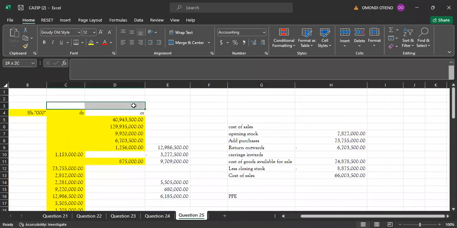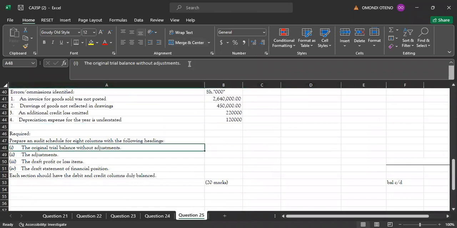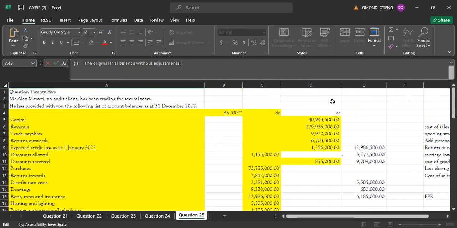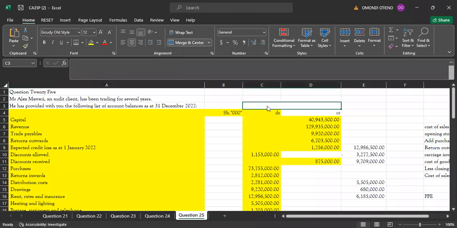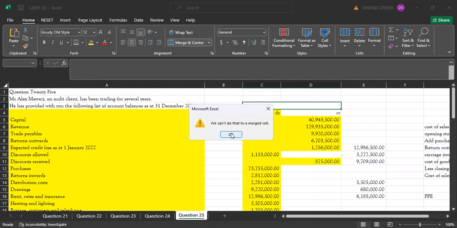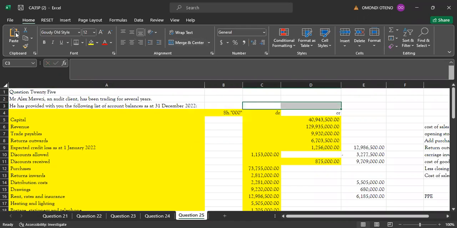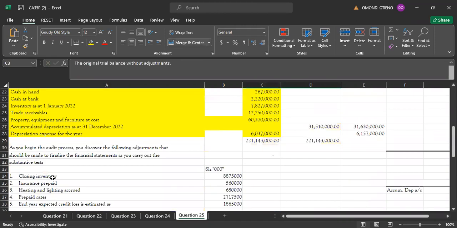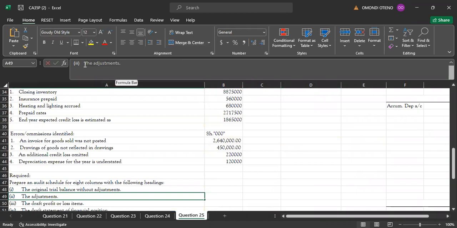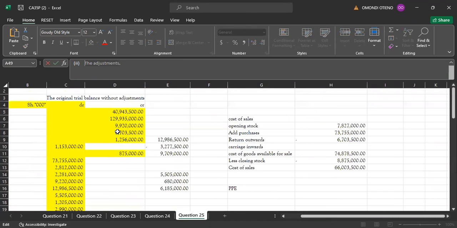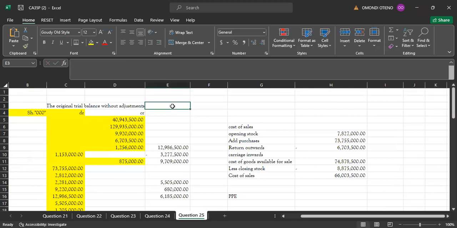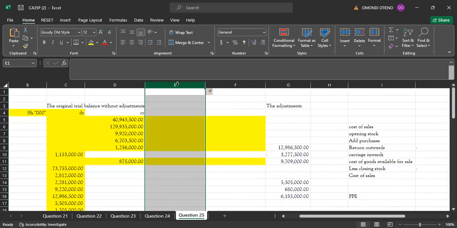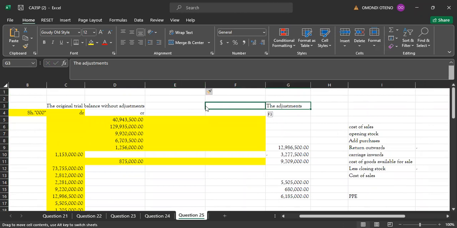So you'll come here, you are through with Roman 1 of this question. So this is the original trial balance. The original trial balance is already calculated there. So this is it, the original. When you now move to part B of that question, the adjustments are now being worked on at this particular point. So the adjustments, you now do them at this particular point.